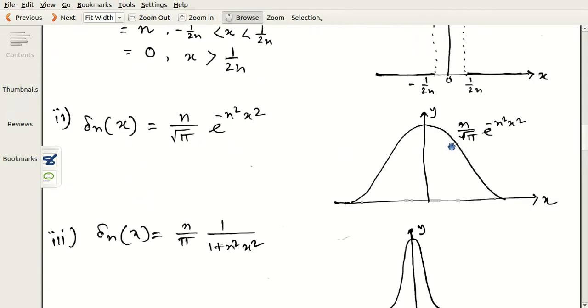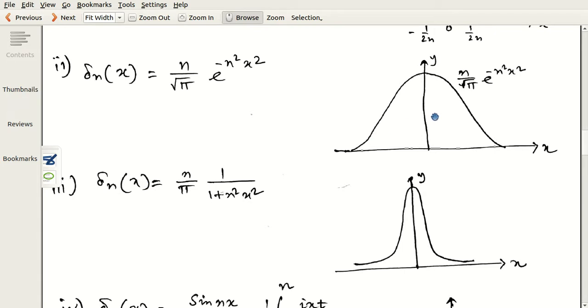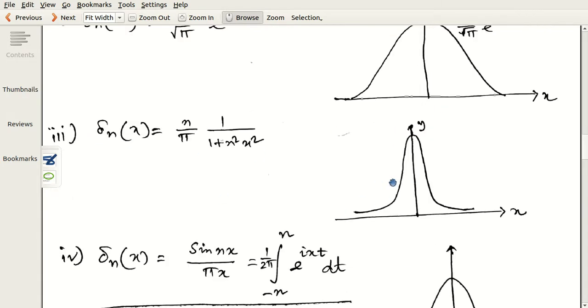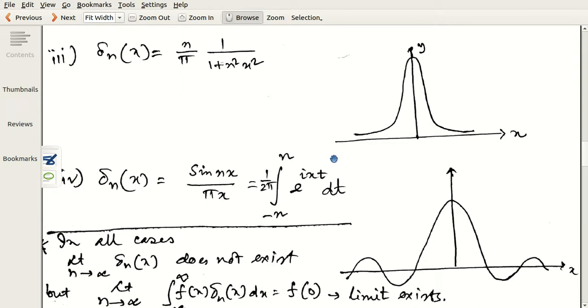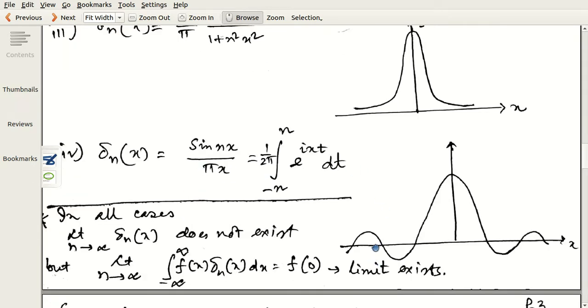Another shape can be a Gaussian distribution. In a similar way, if you increase this height and squeeze this width, if this width is getting narrowed and this height is increased, then it will represent a delta function. Another is a kind of Lorentzian distribution. The same feature here: if you go on increasing n, this height will increase and this width will decrease, and when n goes to infinity, it will become a delta function. Another is sin nx by pi x. It can be written by carrying out this integration of e to the power ixt dt, and then you will see that it is given by this function sin nx by pi x. If you plot it, it will be like this.